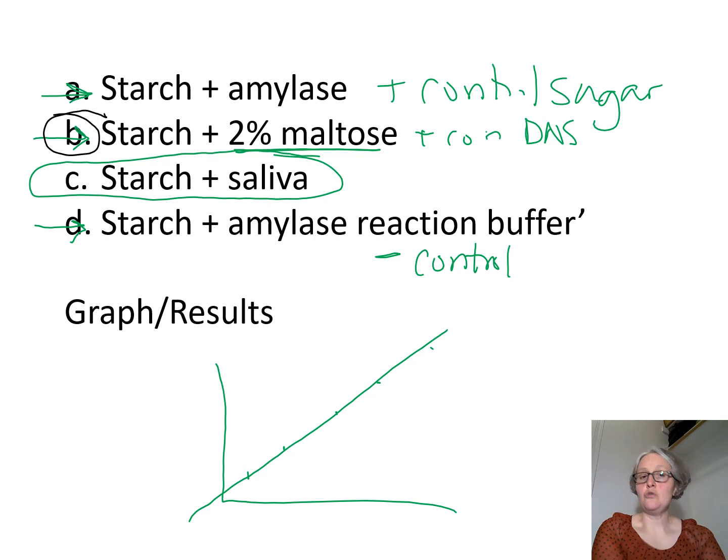What you found, not very surprisingly, or maybe surprisingly, was that yes, you got sugar in tube B, but we knew that was going to happen. Yes, you got sugar produced in tube A, but again, we knew that was going to happen. And then interestingly, we also got sugar in the starch plus saliva condition, showing that our human saliva does have amylase activity. We did not see activity in the starch plus amylase reaction buffer, but again, that's what we expected to see.